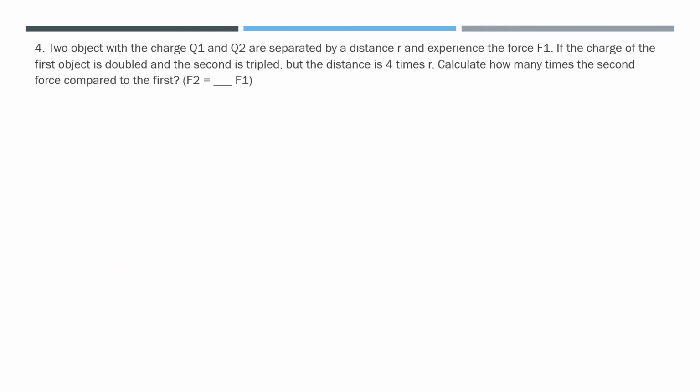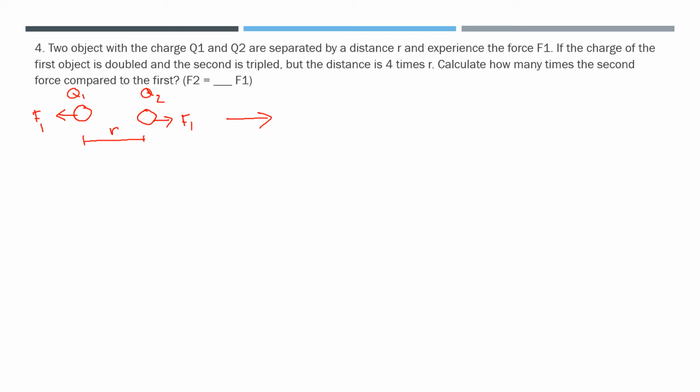Okay, for these questions, I suggest you use the ratio. Maybe the easiest way to understand the question is to draw the model. So there are two objects, right? And this is Q1, this is Q2, and they are separated by the distance R, and experience the force F1. There is no information whether it's attraction or repulsion, so we assume that this is repulsion.